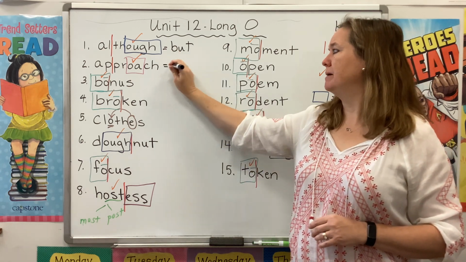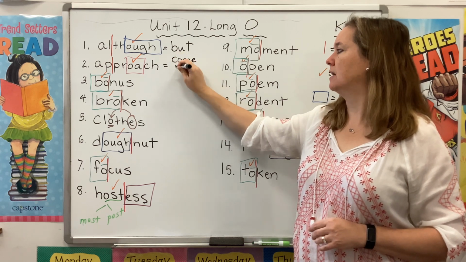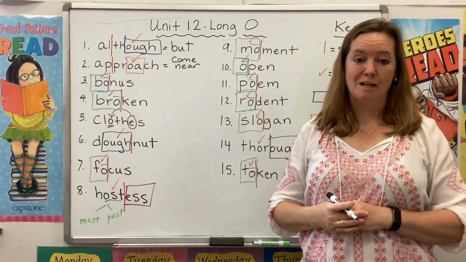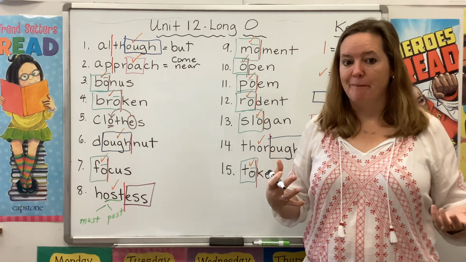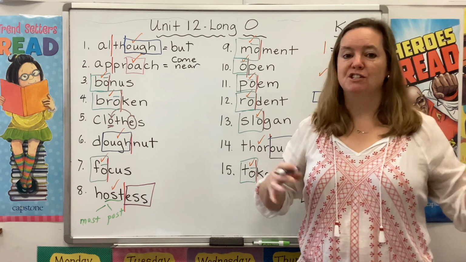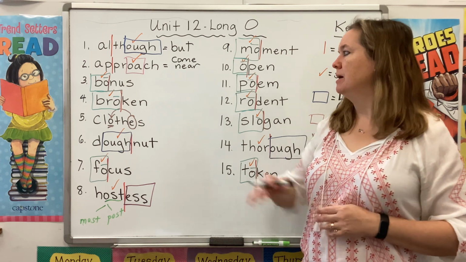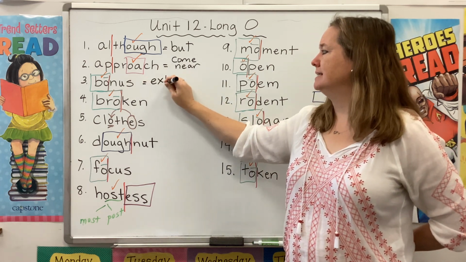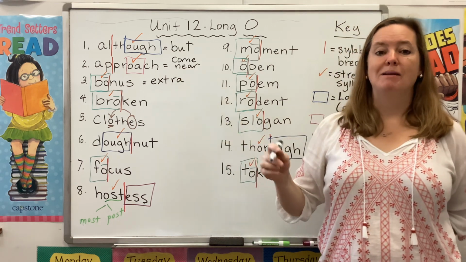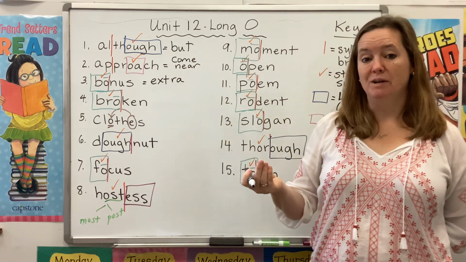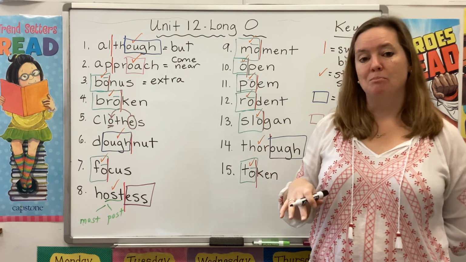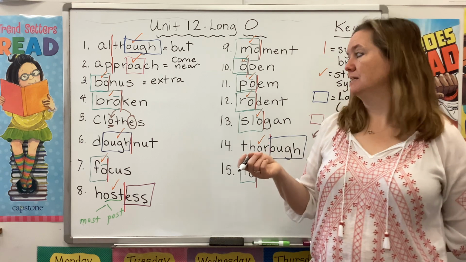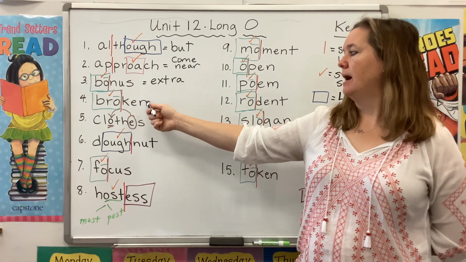To approach somebody or something means to come near, okay? So you should not approach wild animals, right? Because maybe they have rabies, maybe they're just trying to do their own thing and we don't want to bother them. So to approach is to come near. Bonus means extra. So maybe at the end of the year, your boss gives you a bonus, a little bit of extra money. Maybe if you're playing a video game, you do really well and you earn bonus points or bonus lives. Those would be extra.